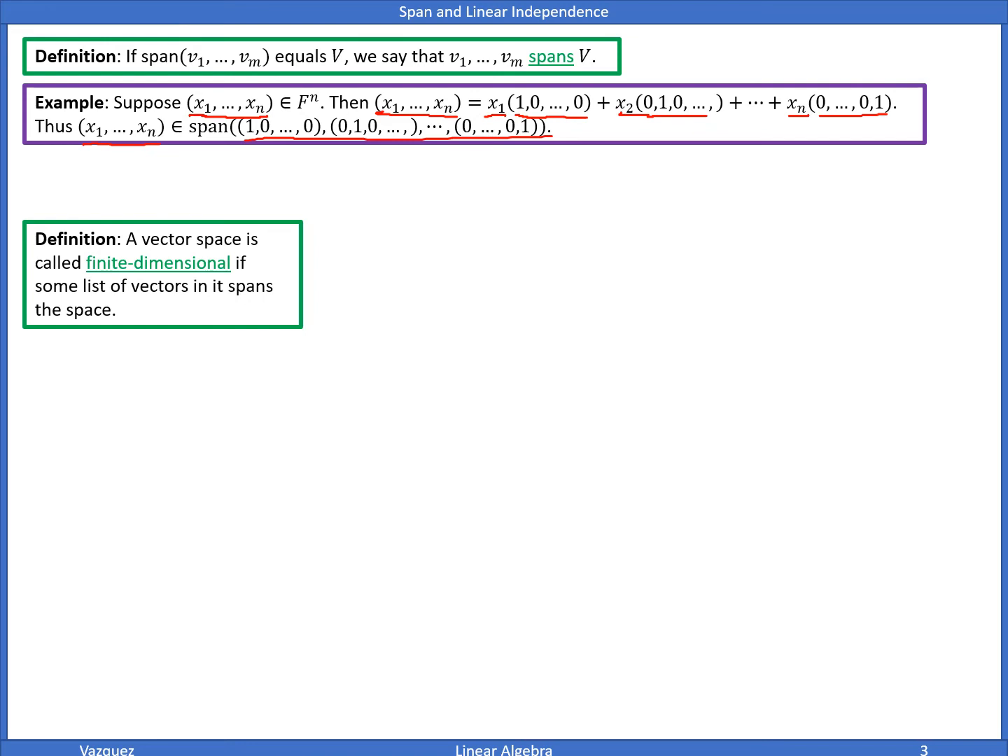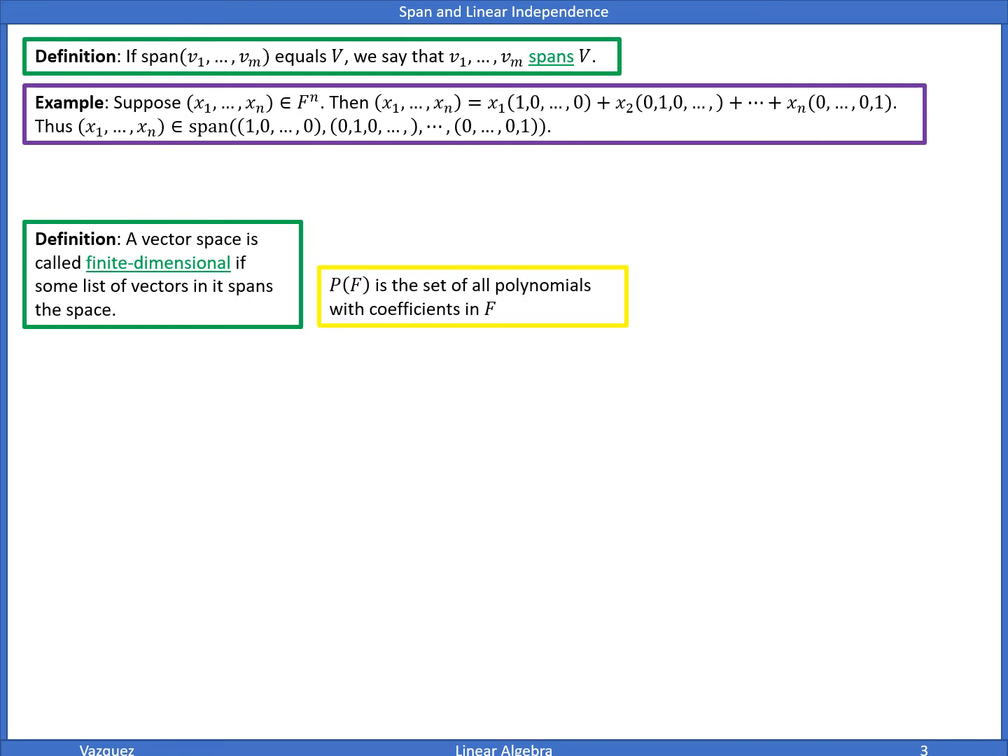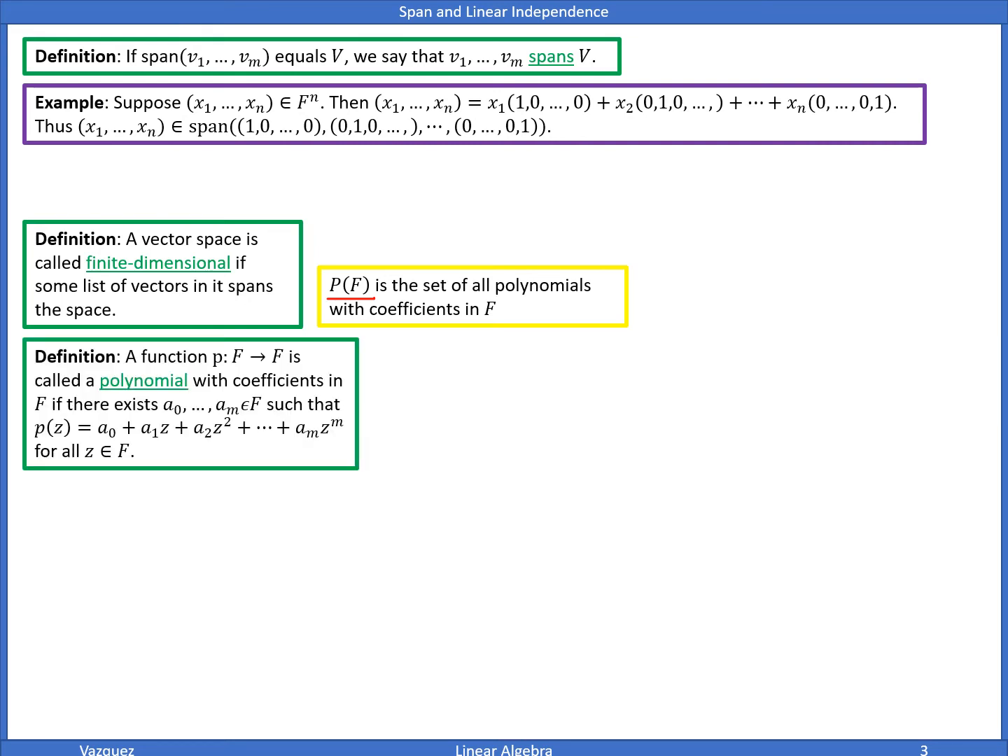And now we're going to define something that should not at all be new. You learned this maybe even since elementary school, if not middle school. Sorry, I should mention P of F. This is how we denote the set of all polynomials with coefficients in F. But here's the definition of polynomial. So again, nothing new. A function P from F to F is called a polynomial with coefficients in F if there exist a0 all the way to am in F such that p of z is equal to this linear combination for all z in F.